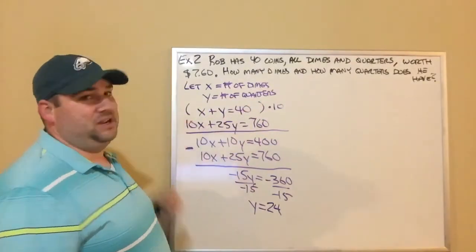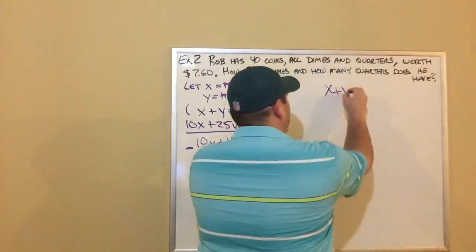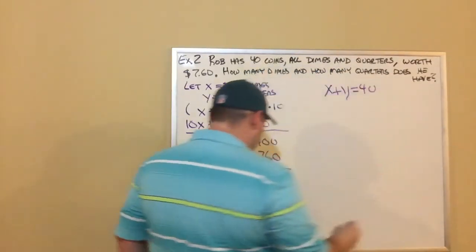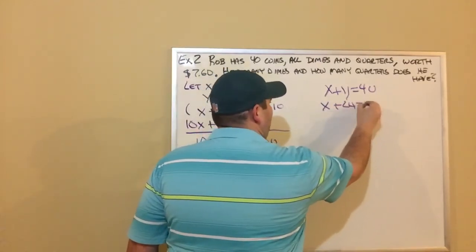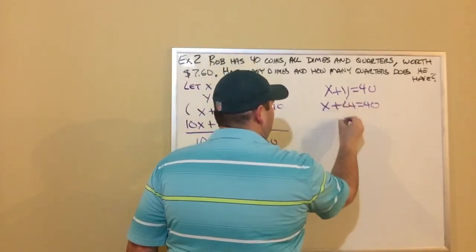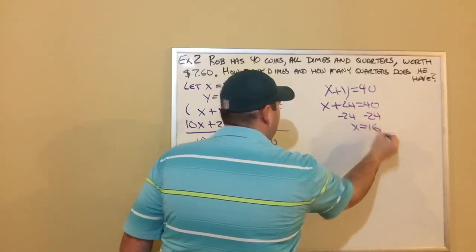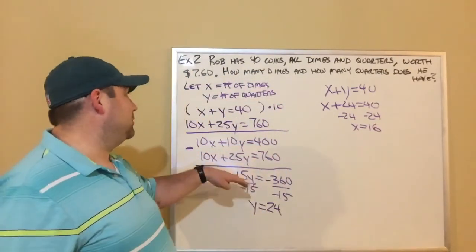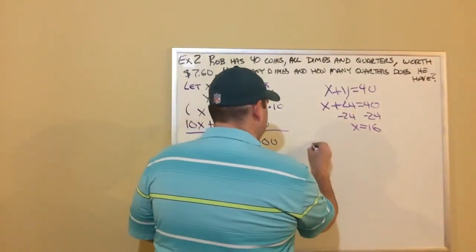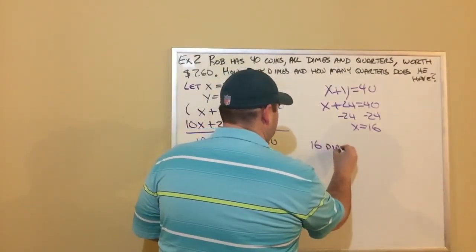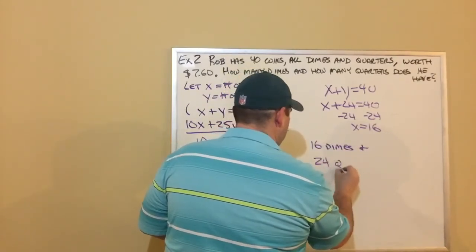I look at my first equation, it was just x plus y equals 40. That's really easy to plug into. So x plus y equals 40. I take the 24, I put it in place of the y. This is just a one-step equation here. Just subtract 24 and x equals 16. I've now figured out he's got 24 quarters, 16 dimes, so I can answer it. 16 dimes and 24 quarters.